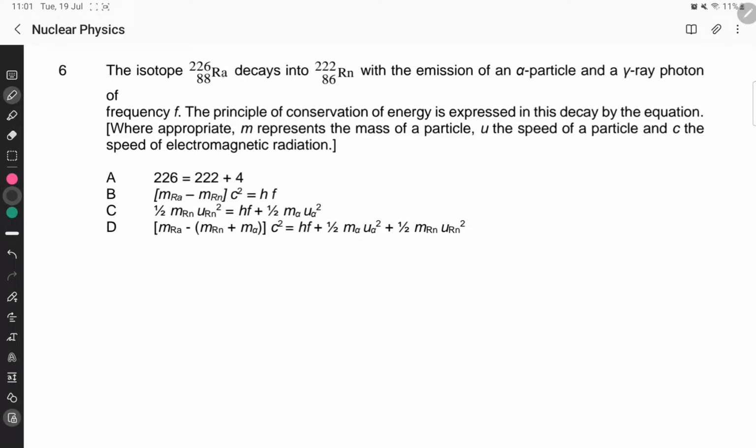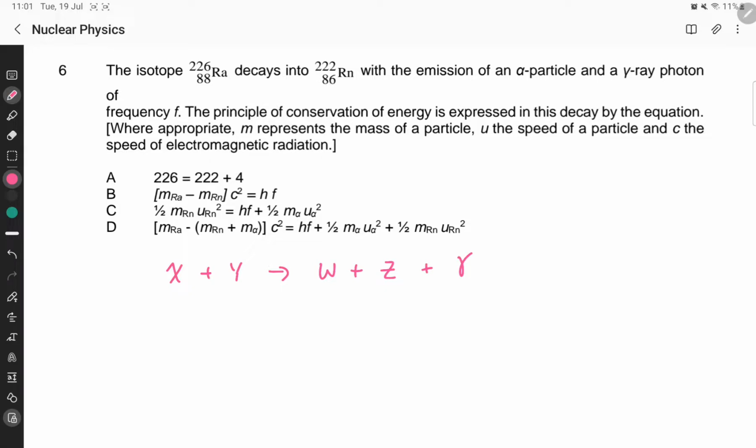This question describes a nuclear decay resulting in the emission of an alpha particle and a gamma ray photon. But here we can actually discuss this in a more general way. So let's discuss what happens in a typical nuclear reaction. Suppose we have X plus Y turns into W plus Z, and suppose we also have a gamma photon being released.